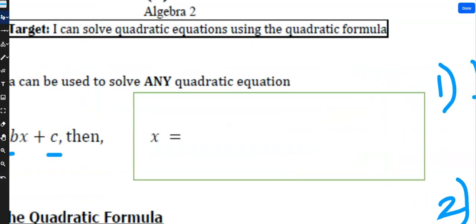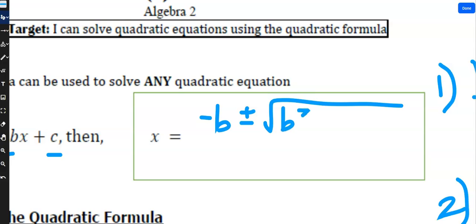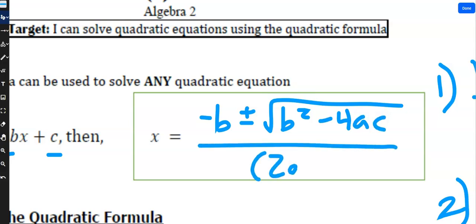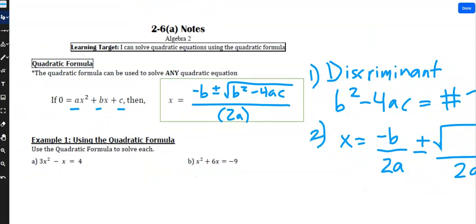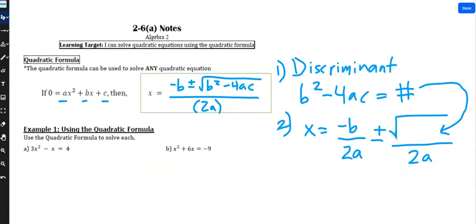The opposite of b plus or minus the square root of b squared minus 4ac all over 2a. Now, that is the quadratic formula. I get it. But I highly recommend you split it up into two parts and do them separately.